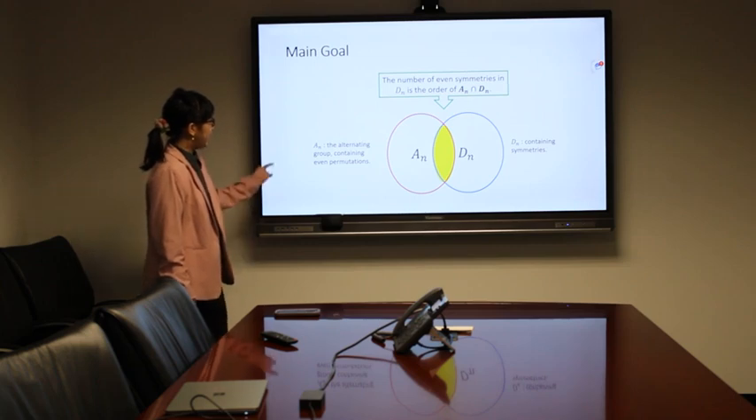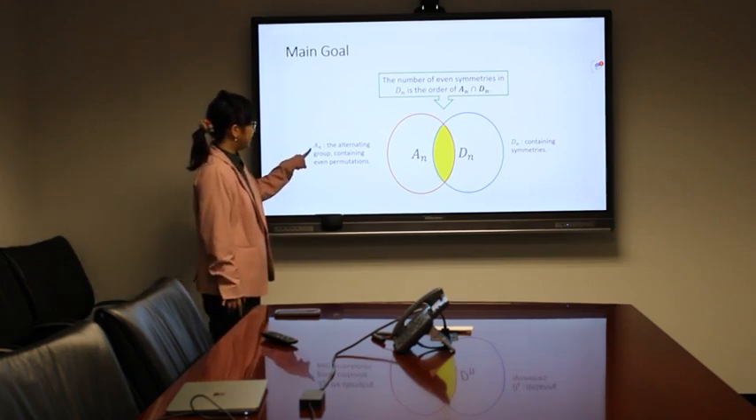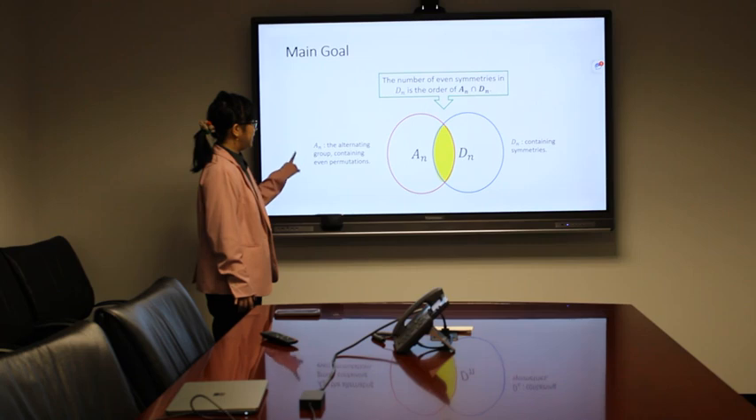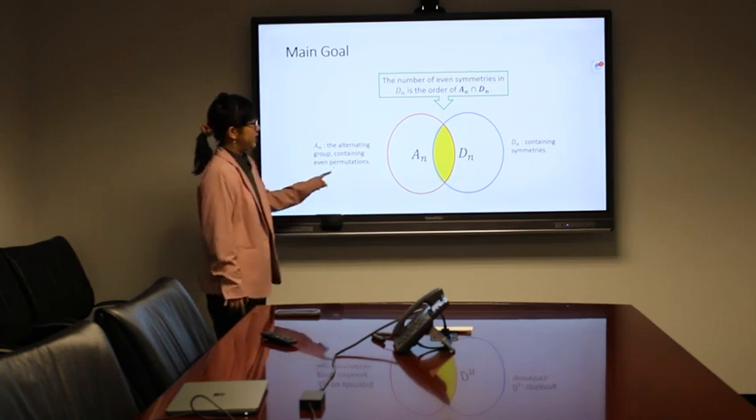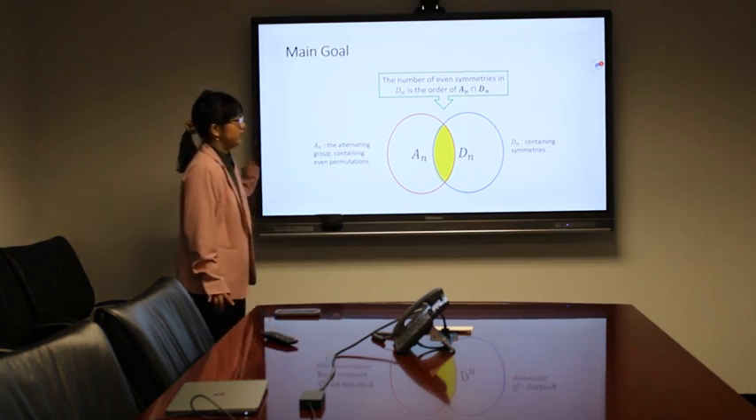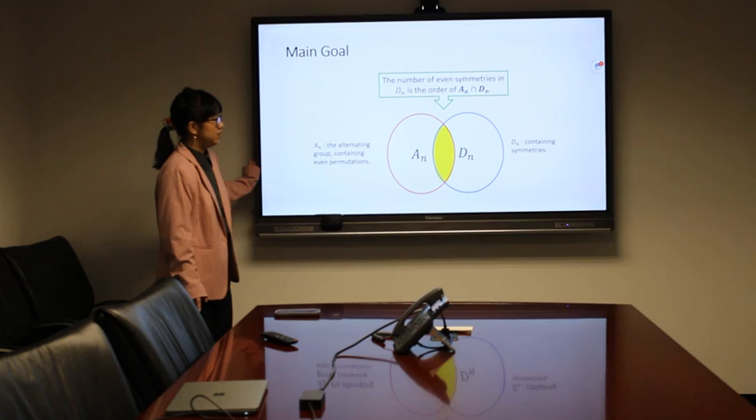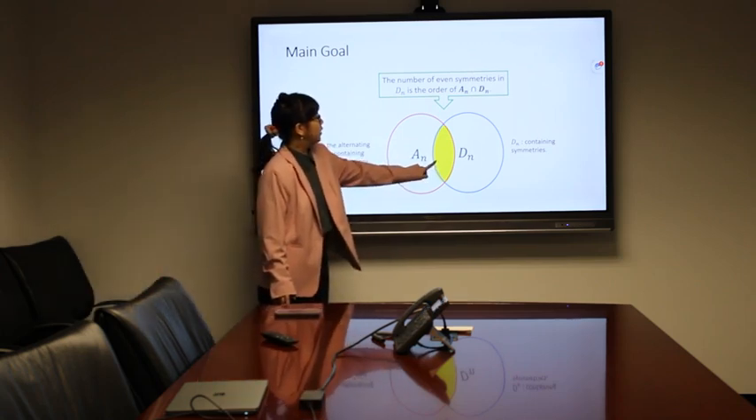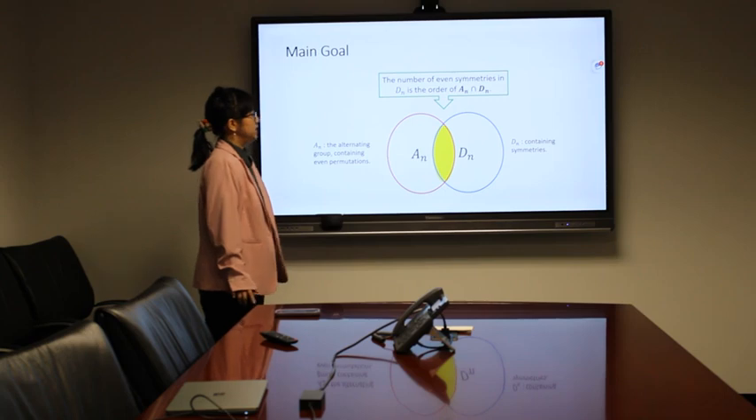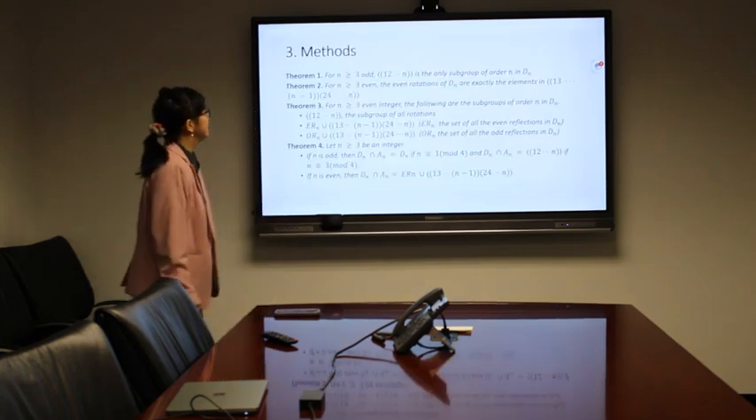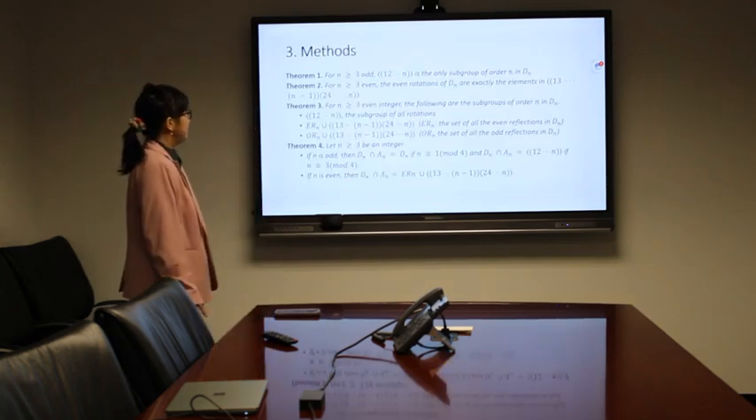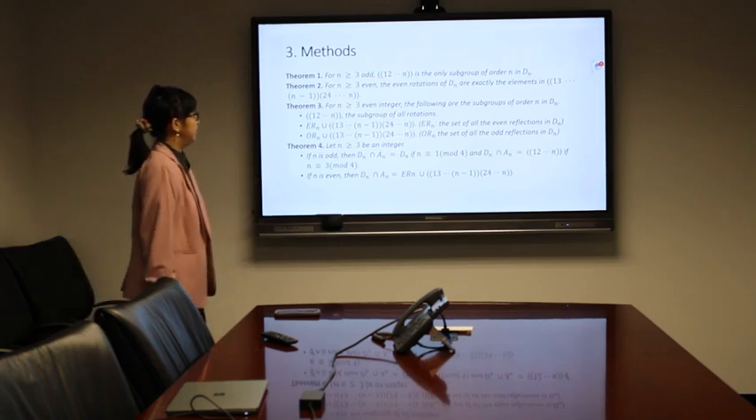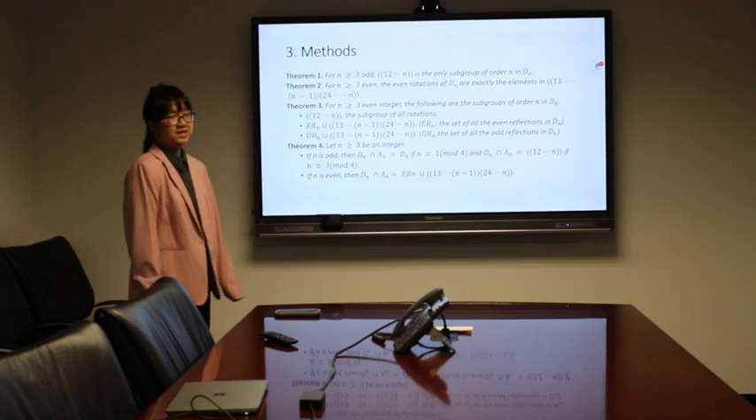We already know that the alternating group An is the group that contains all the even permutations, and the dihedral group Dn is the group that contains all the symmetries. So by counting the number of elements in this intersection, we are going to have the number of even symmetries in Dn. For the method in this project, I need to prove several theorems, and I'm going to go through them one by one.